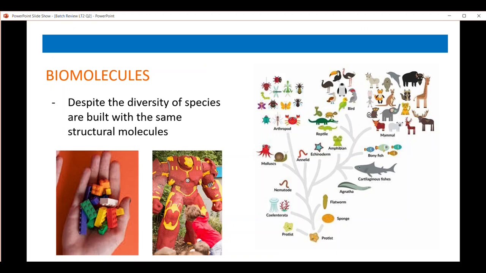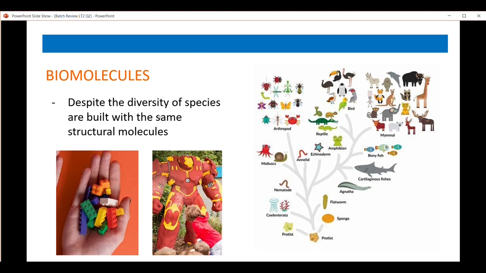Lego pieces are used to make very large and nice sculptures like this one, which is the Iron Man. And you know that these large sculptures are made up of the smaller pieces of Legos. For the Lego, there are only two parts, which would be the stud and also the holes underneath each Lego. This is the same with biomolecules because despite the diversity of species, all of life on Earth is built with the same structural molecules.